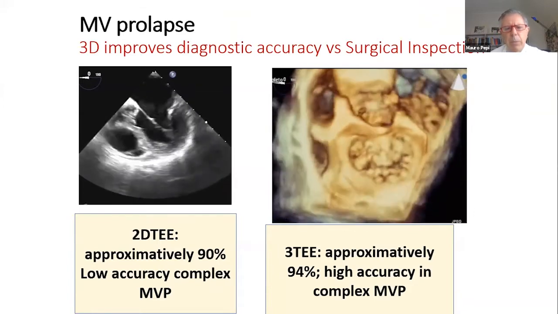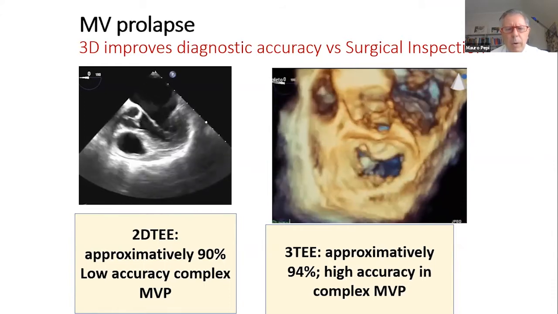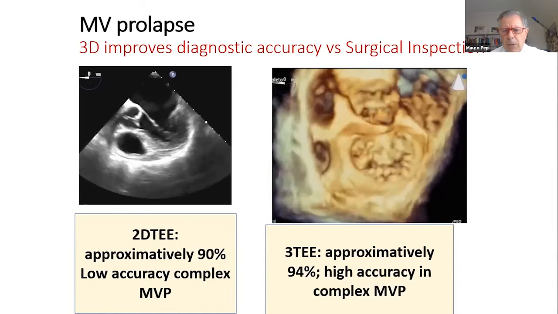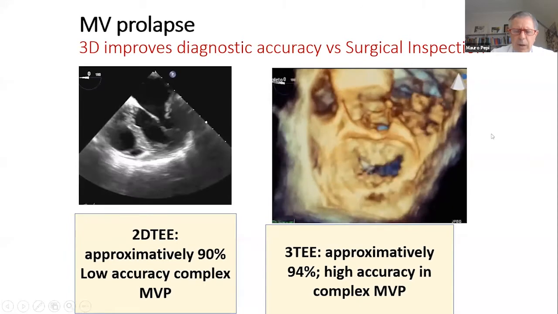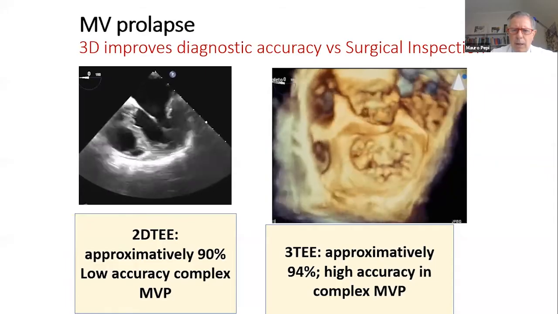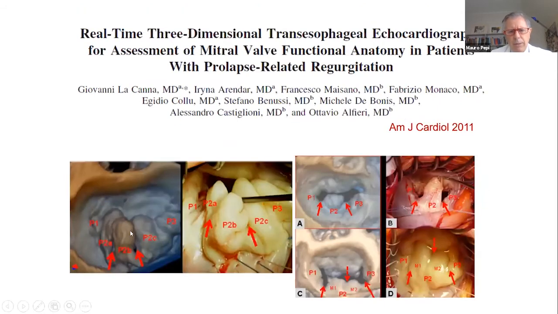Which is the accuracy? 2D TT approximately has 90% accuracy in the evaluation of the scallops, but with a lower accuracy in complex mitral valve prolapse, while 3D approximately had 94% accuracy even in very complex prolapse, as in this P1 example. And the group from Giovanni Lacanna, Ottavio Alfieri, also showed that we may also evaluate not only the dominant lesion, but also the secondary lesions. And I think that there is no doubt that the TE and the anatomy are very, very, very similar.